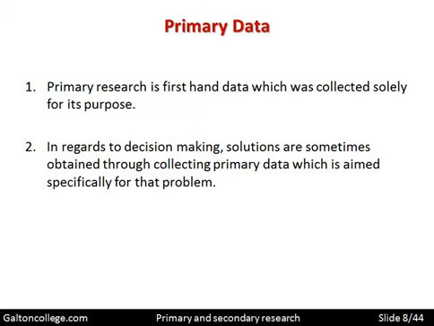In regards to decision making, solutions are sometimes obtained through collecting primary data which is aimed specifically at that problem. So sometimes companies face a problem and they collect data to try to get an insight into the problem or the nature of the problem. Now that's primary research. It's focused entirely on the problem, and the data is collected for the purpose of resolving the issue.